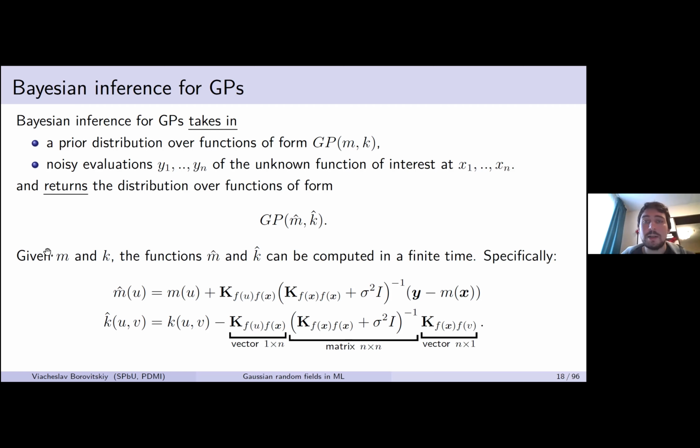Given the functions m and k, the functions m hat and k hat can be computed in finite time. Specifically, we have these formulas, which you are not supposed to understand well right now. The important thing is that, consider for example k hat, it is equal to k minus some vector times some inverse matrix times some vector. This vector and this matrix are constructed from evaluations of function k, and so we can explicitly construct them, for example, in computer memory. And then we need to solve some linear system, multiply some vector by vector, and we get the result. So this is something that can really be done by a computer.